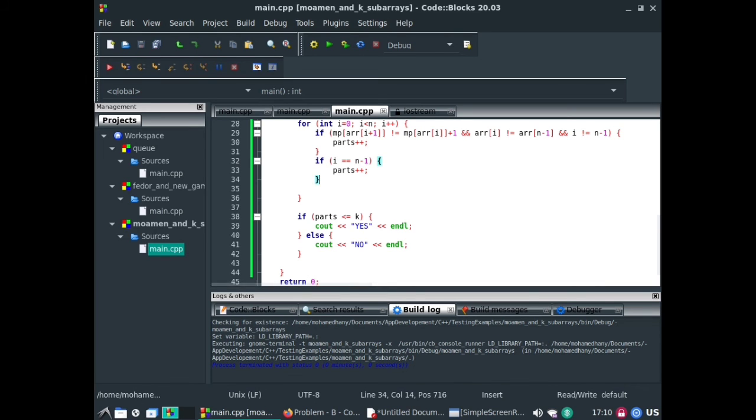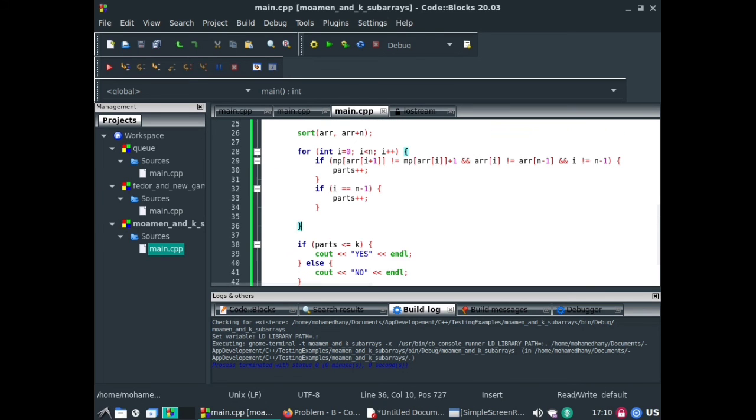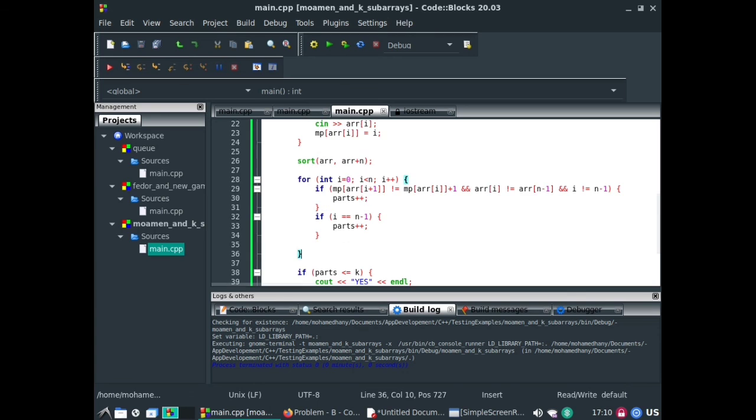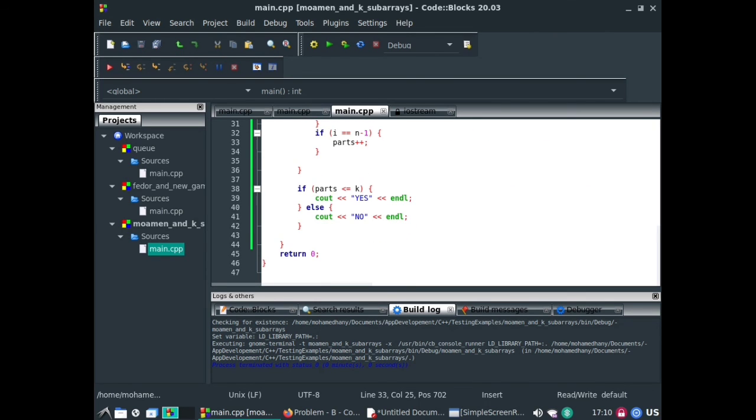You'll notice that the last and biggest element of the array is always going to have its own subarray. So that is why we actually need to handle that case. If i equals n minus 1, which is basically the biggest element that our array can have, then we just increase the number of subarrays. And if parts is less than or equal to k, then cout yes, and otherwise cout no.